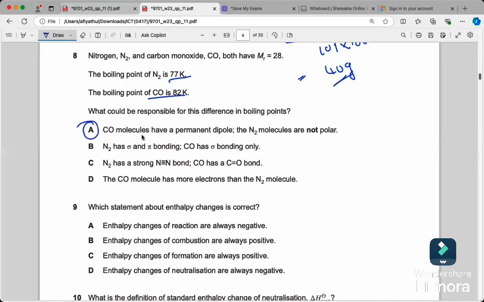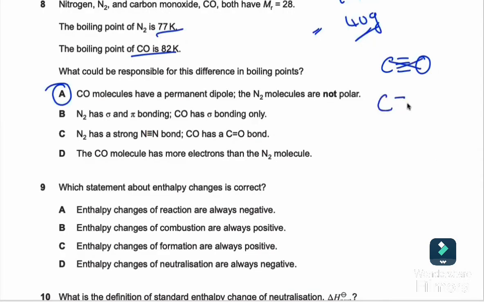So CO molecules have a permanent dipole. So how do we know that? Since the oxygen is in the 6th group and the carbon is in the 4th group, the oxygen is more electronegative and the carbon is electropositive, right? So it has a permanent dipole. With respect to nitrogen, since both atoms have equal electronegativity between them, they have equal polarity. So we can just opt for option A.